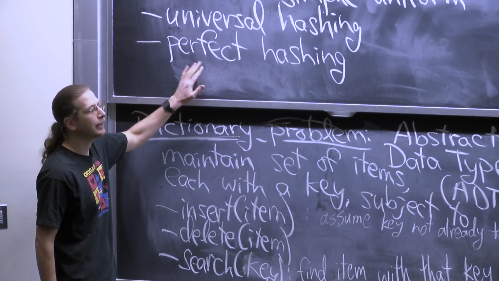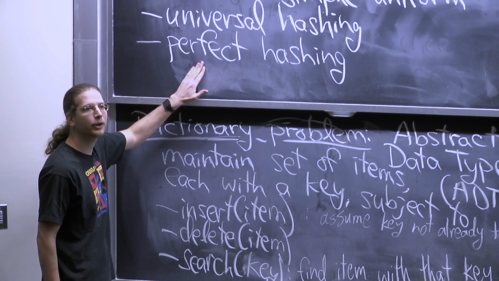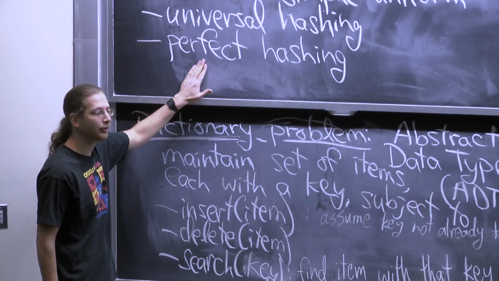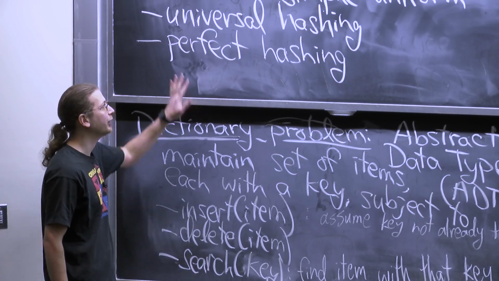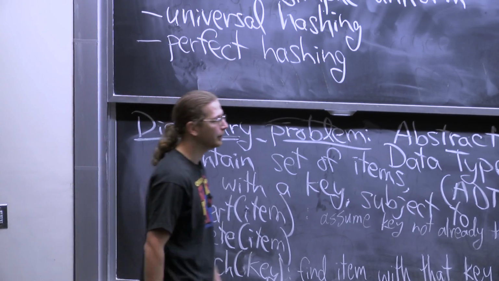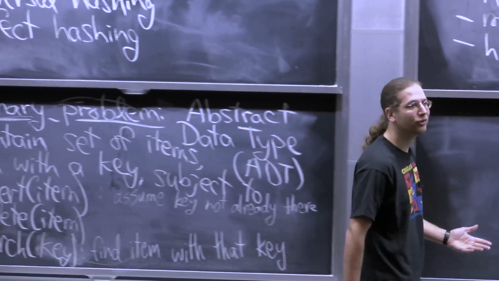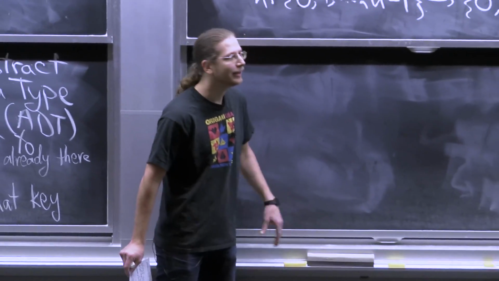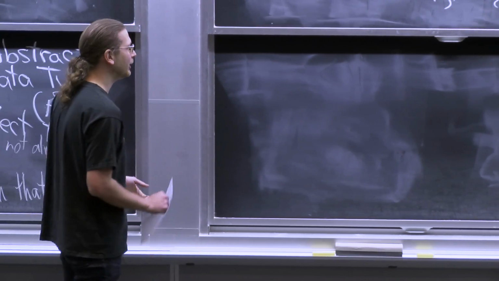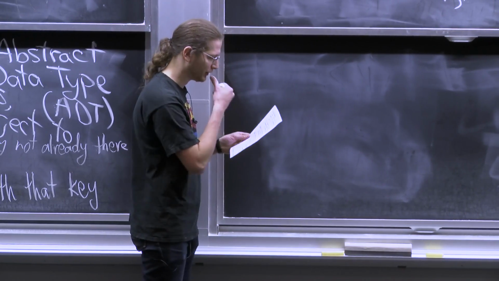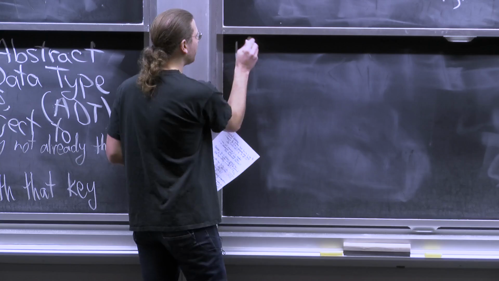The catch is, at least in its obvious form, it only works for static sets. If you forbid insert and delete and just want to do search, then perfect hashing is a good method. Like if you're storing a dictionary, like the OED, English doesn't change that quickly, so you can afford to recompute your data structure whenever you release a new edition. All right, but let's start with universal hashing.